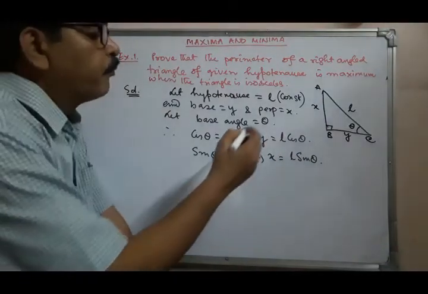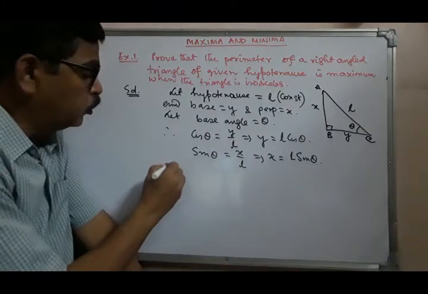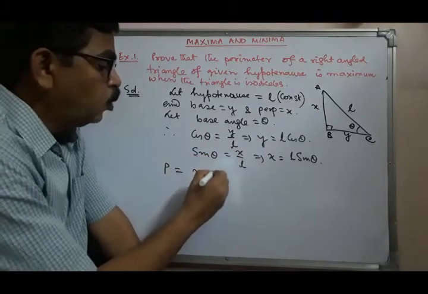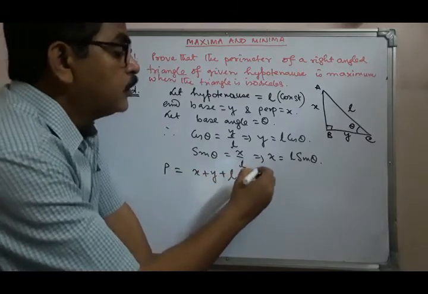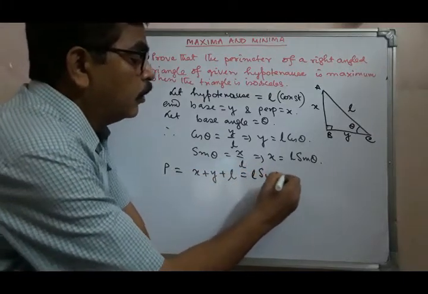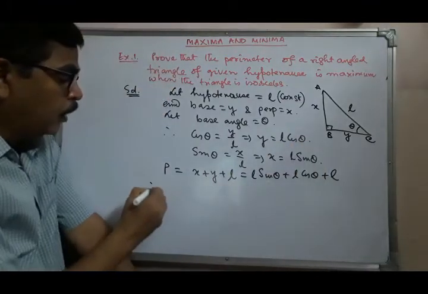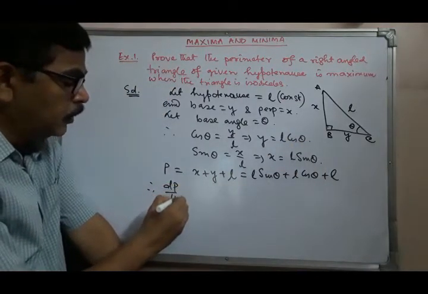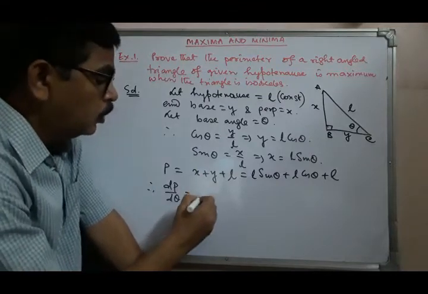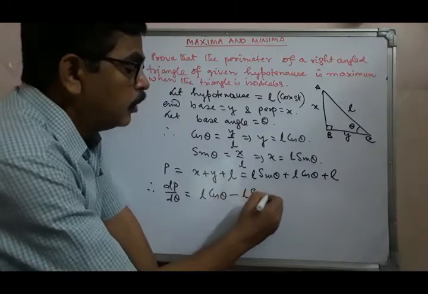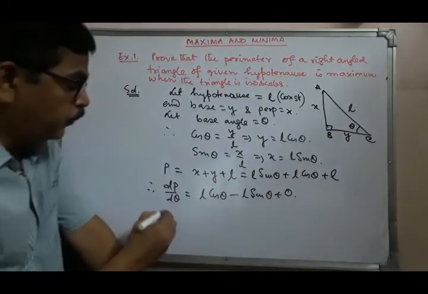Now, perimeter equals X plus Y plus L, that is, P equals L sin theta plus L cos theta plus L. Therefore, dP by d theta equals L cos theta minus L sin theta plus 0.